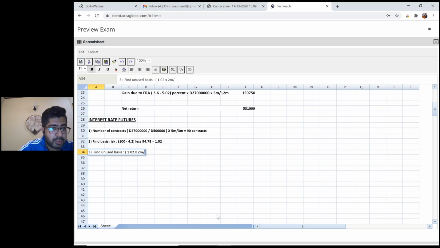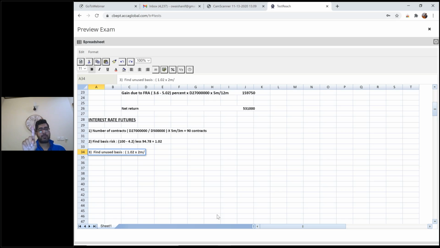Repeat, basis risk into extra months over total months. Extra months: you wanted to borrow or deposit on 31st Jan, but you took a future of 30th March, so 2 extra months over total months. What is today's date? 1st October. But you took a future for 30th March.